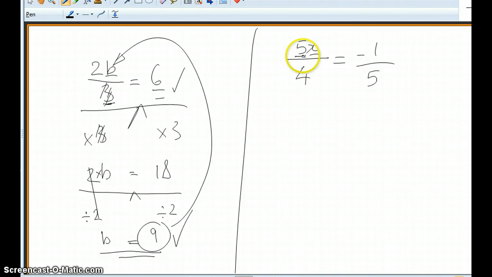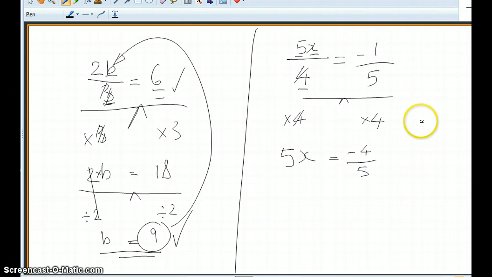The first thing that happened to x was it was multiplied by 5, then it was divided by 4. To undo divide by 4, I times by 4. To undo division, you times. Right? The 4's cancel. I'm left with 5x on the left, and on the right I'm left with minus 4 over 5.